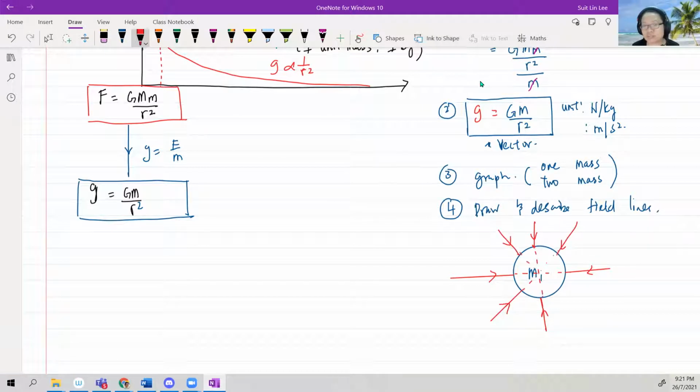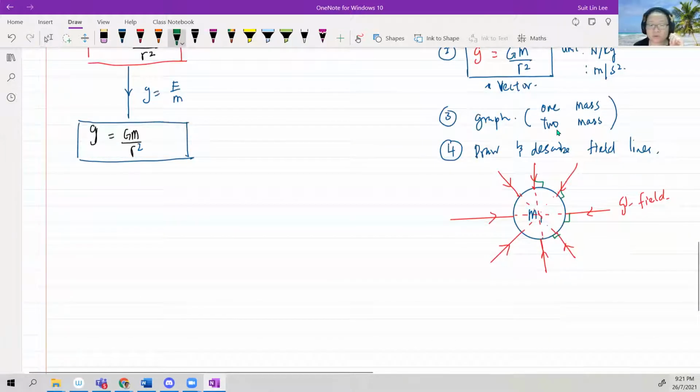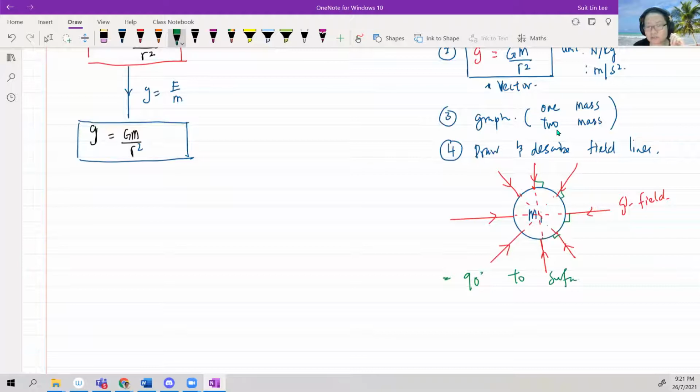This one should already start in AS. So this is G field. How will we describe this? Terms that we will use: number one, 90 degree to the surface. Okay, so 90 degree to surface.